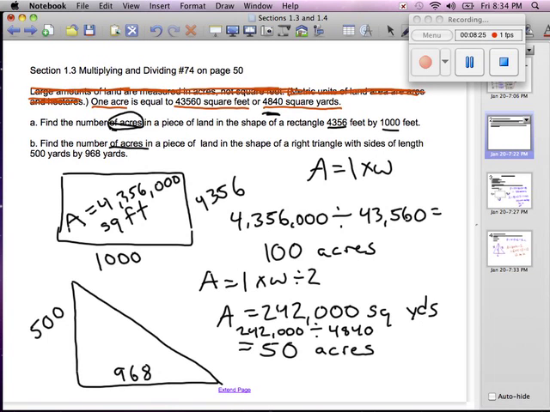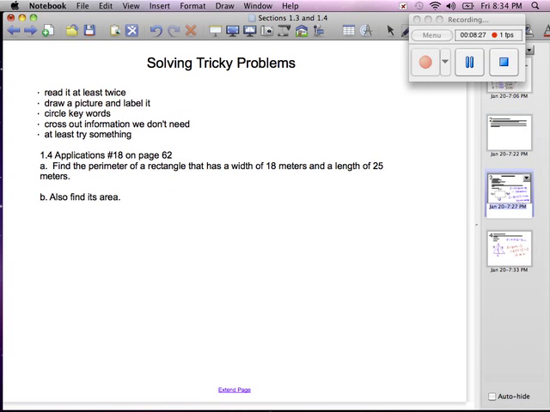What do we have next? Solving tricky problems. These come from the application section, which is just all word problems. But we're pros at this, so we're not going to have any problems. We're going to read the problem at least twice. We're going to try to draw a picture and label it. We're going to circle keywords. And if we need to, we're going to cross stuff out. And we can always try something.